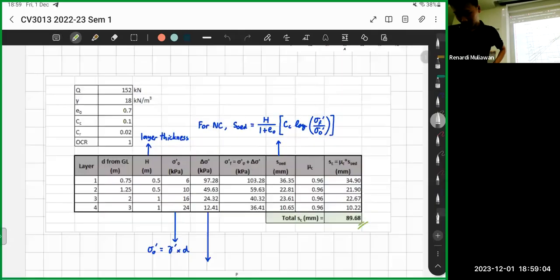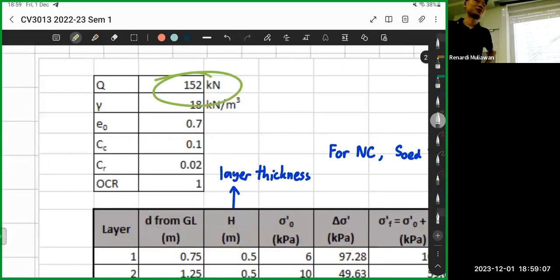Actually, the force here is questionable. It depends on the question. Are they asking for the consolidation by the force only, or is it when you put the foundation, then you add the force? In the solution, I think I use the weight of the foundation as well, because I assume the initial state is the foundation is not there yet. So this is the consolidation. So it depends on what the question asks for the force.